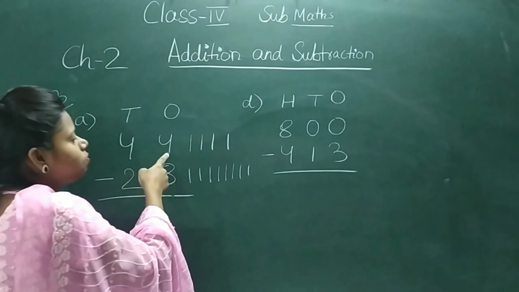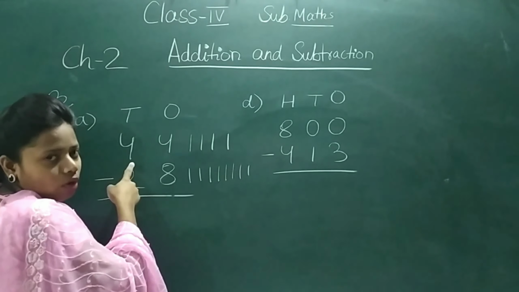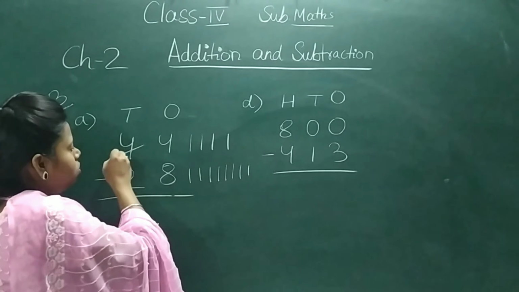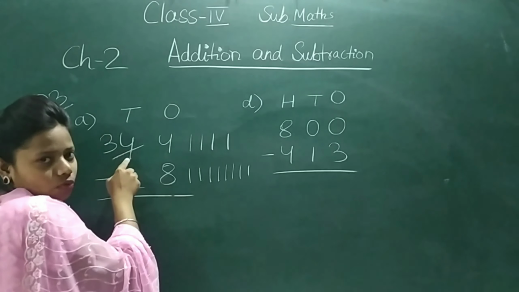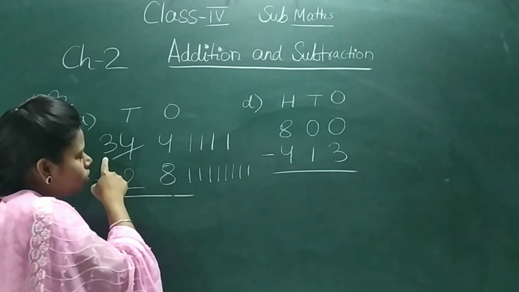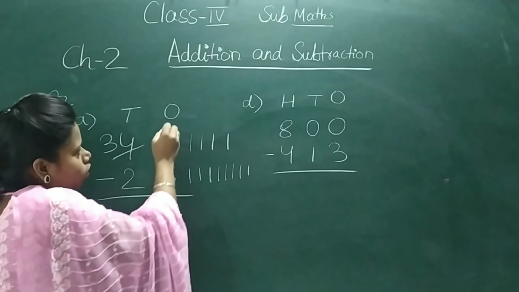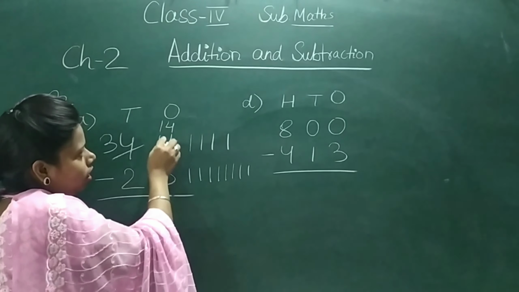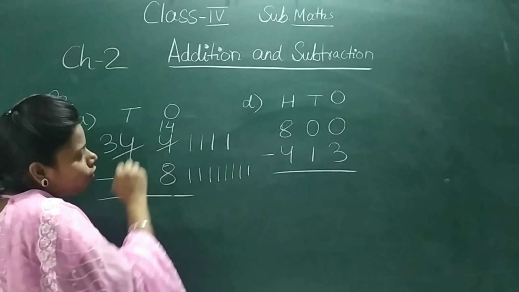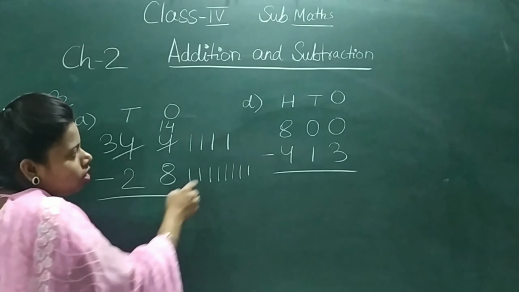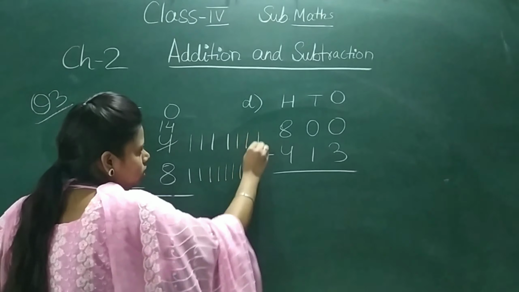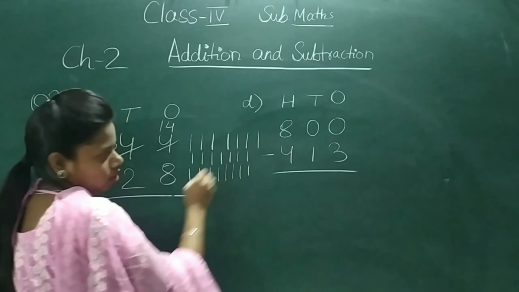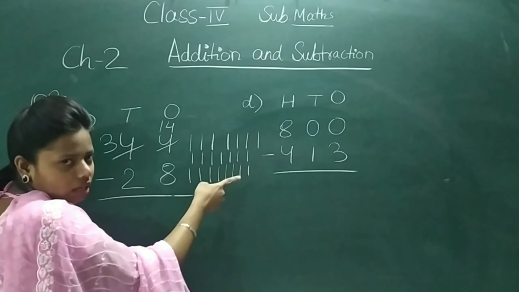Okay. So this 4 will ask to borrow from this 4. So this 4 will give 1 carry. So this will become 3 and this 4 will become 14. Now from 14 we can cut 8. The 4, 5, 6, 7, 8, 9, 10, 11, 12, 13, 14. Now from 14 we can cut 8.